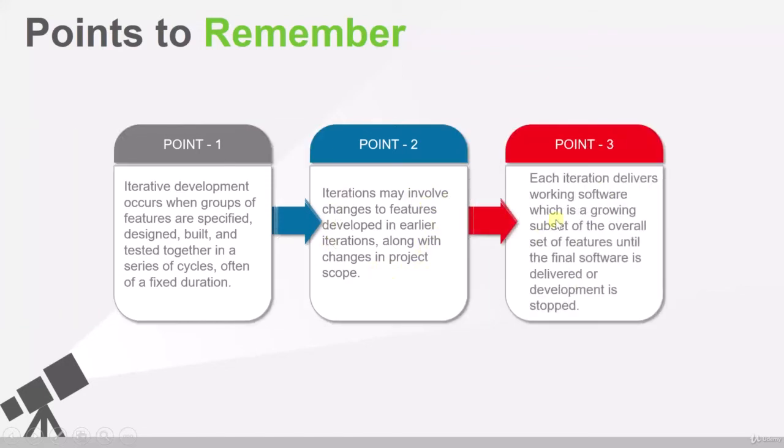Point 3. Each iteration delivers working software, which is a growing subset of the overall set of features until the final software is delivered or development is stopped. So what they're saying is, when we had 15 total requirements, the 5 requirements we developed in phase 1 were the subset of the overall set of features. This process only ends when we deliver all 15 requirements in working stage.